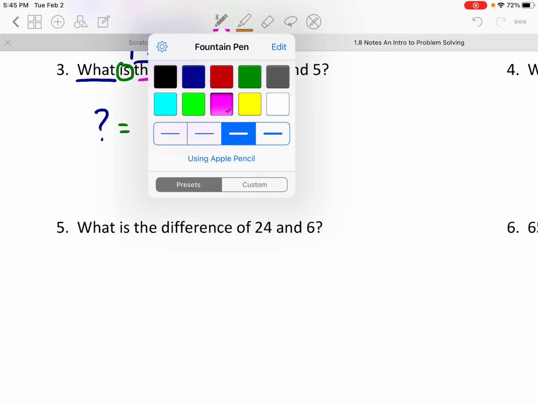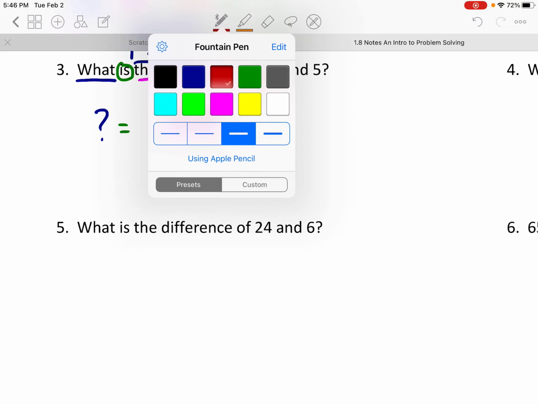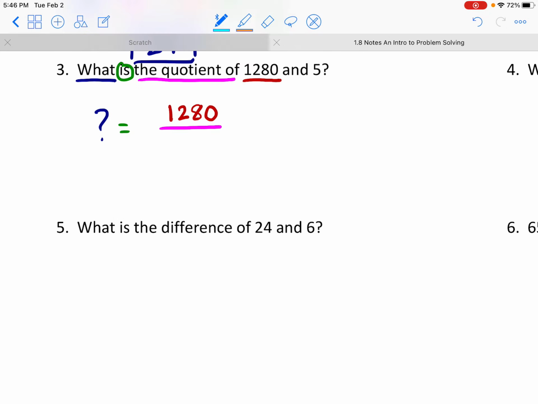So the first number given to us is the one that's going to be divided. That is our dividend. That's going to be the top of our fraction. And then the next number given to us, that's our divisor. That is the bottom of our fraction. So what is the quotient of these two numbers? Means we have to divide these two numbers to get our result.